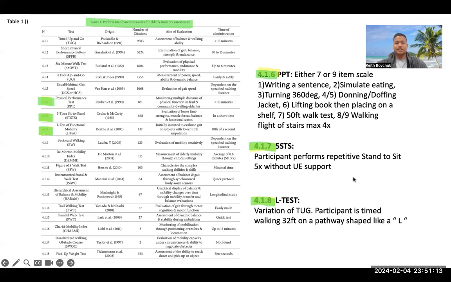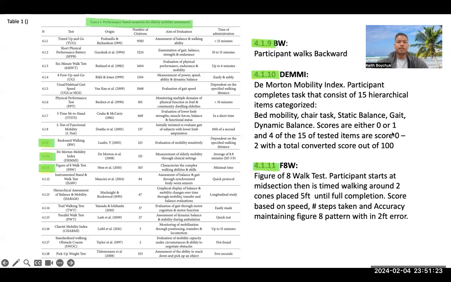Five sit-to-stands: you stand up and sit down 5 times. The L test is where you walk a particular distance of 32 feet in an L-shaped pattern that consists of a turn. Backwards walking: what I found really interesting about this one is that there are no other definitive tasks. You are basically just walking backwards.